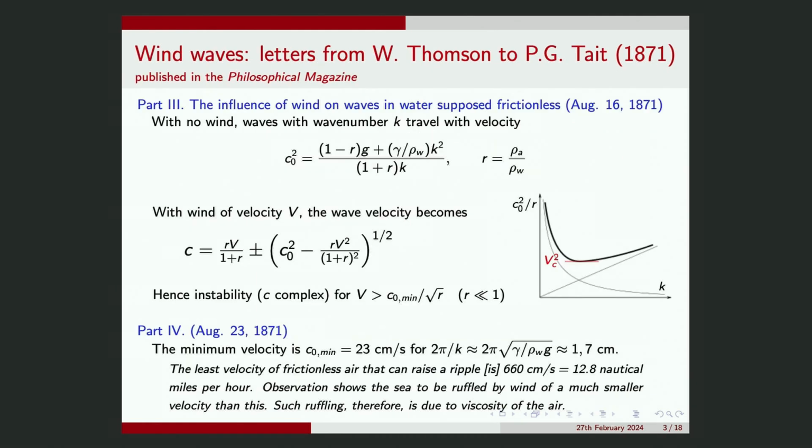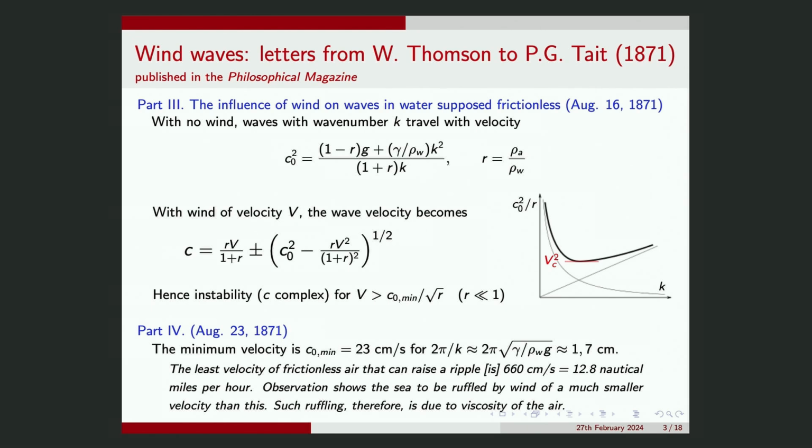The other paper is quite different, by William Thomson, who was a friend of Helmholtz. They were sailing together. It is a paper published in the Philosophical Magazine, but in fact it is a letter, a letter of William Thomson to Peter Tait, and the Philosophical Magazine was publishing letters from one person to another. And it is part 3 of this paper, entitled The Influence of Wind on Waves in Water Supposed Frictionless.